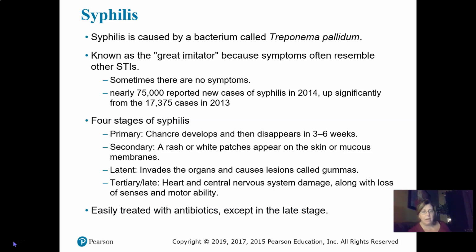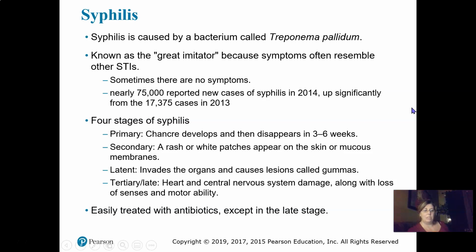So primary, chancre develops, which is sores at the primary site, and those disappear in like 3 to 6 weeks. So sores develop with other STIs as well. Secondary, a rash or white patches appear on the skin or mucous membrane. Latent, it invades the organs and causes lesions called gummas. And tertiary, the late stage, heart and central nervous system damage, along with loss of senses and motor ability. It's easily treated with antibiotics, except in the late stage.